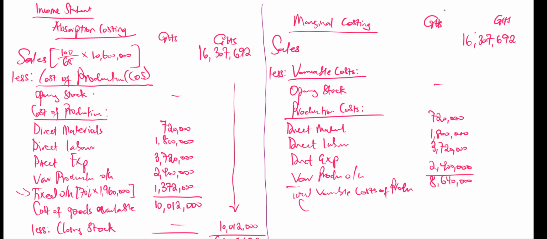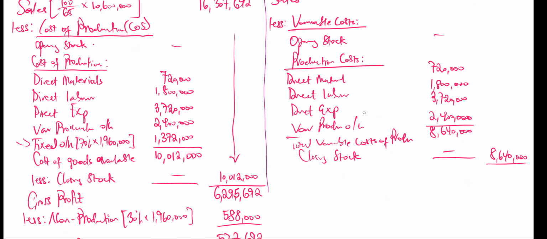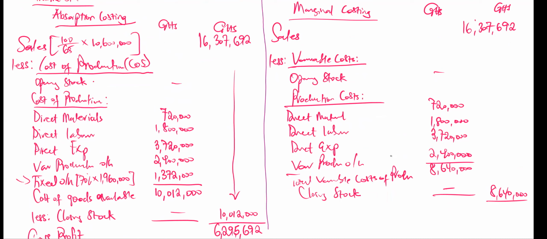Okay, that is it. Then closing stock. We didn't have any closing stock, right? So it's still the same cost of sale, 8,640,000. We deduct it. Then we now come and get what? Sales minus variable cost will give us contribution. So this is the total contribution, right? But you see under absorption cost, instead of contribution, we add gross profit. That's the only difference. So we have 16,307,692 minus our figure. We end up with 7,667,692. So now that we have contribution, we have to take out fixed costs, right?